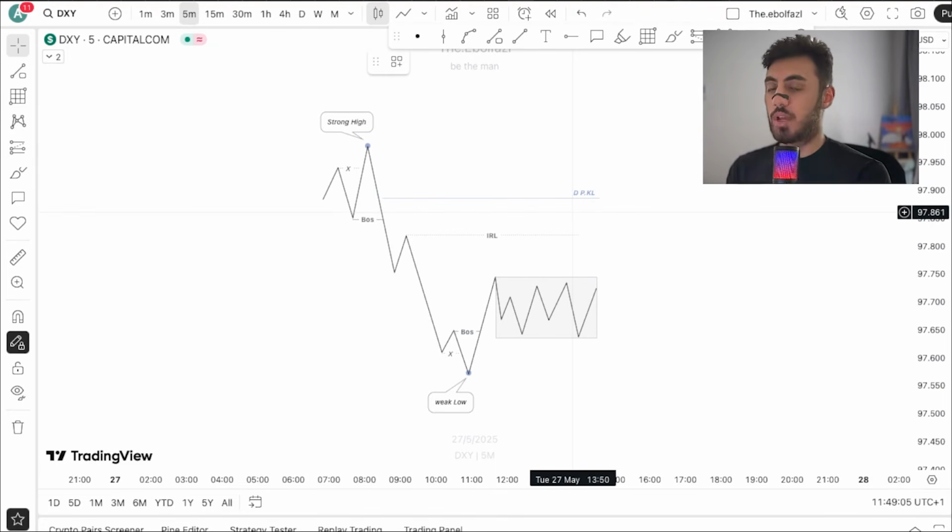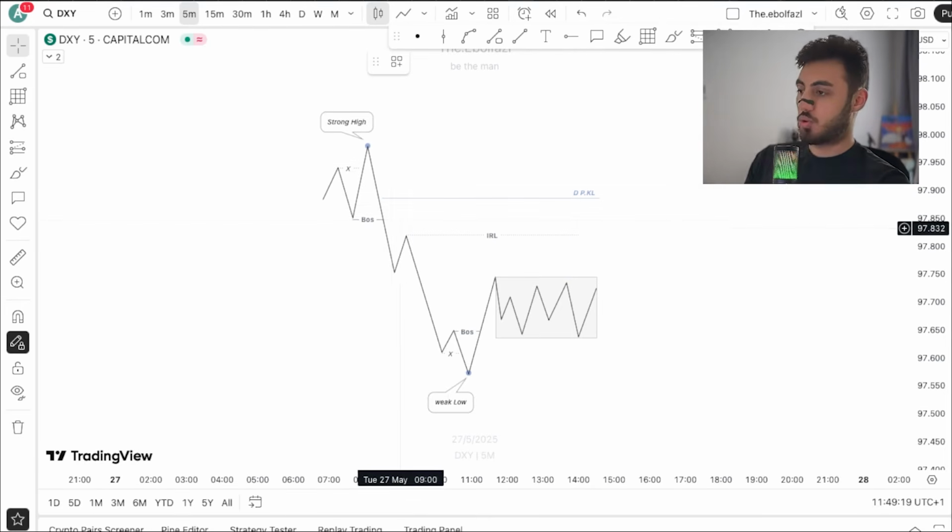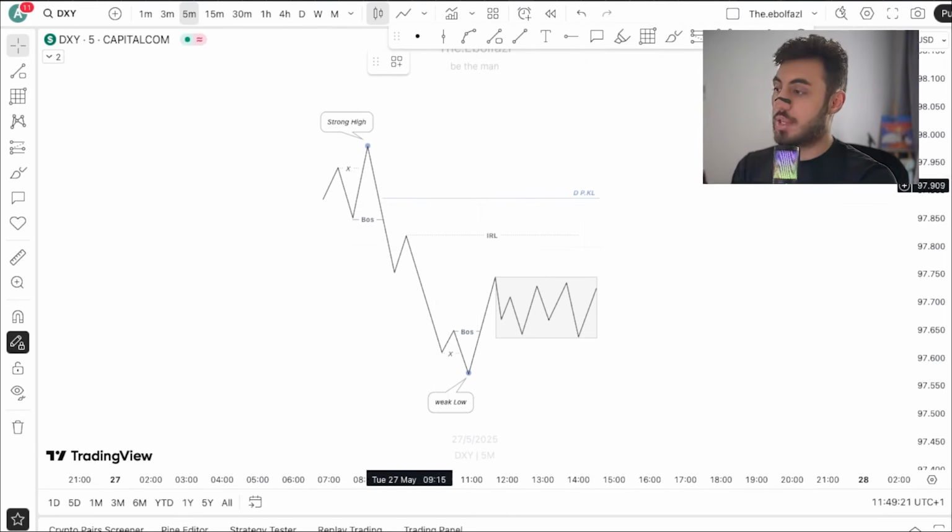It depends on the market structure I am in. Market structure is everything, because if I'm in a bullish market structure, I'm not looking for a bearish range or bearish POI to enter. If I'm in a bearish market structure, in this case, I'm looking for a bearish range that is matched with my daily pro key level right here.